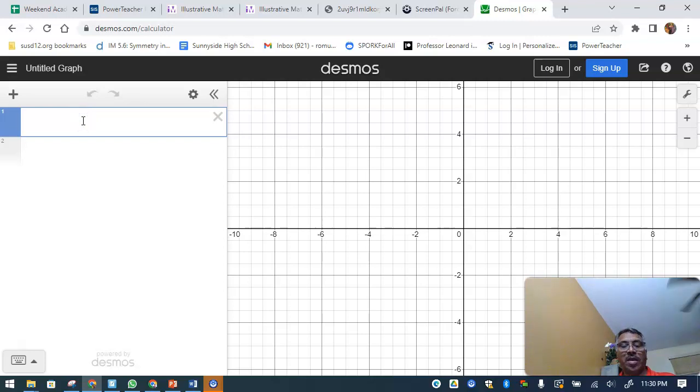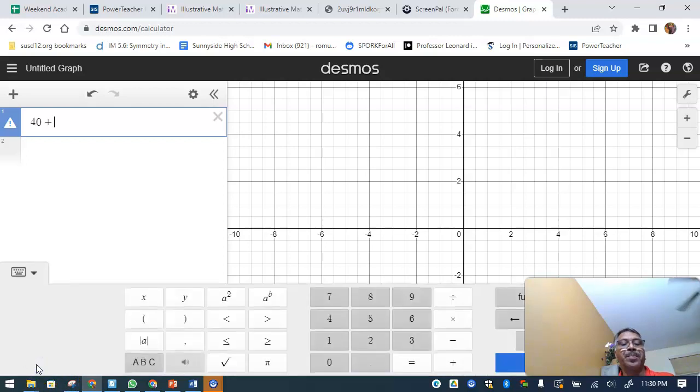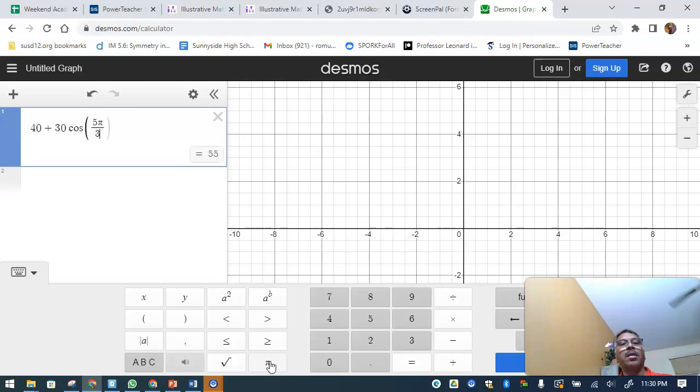You can also check here. In the dashboard, you can just put 40 plus, then you type in 30, and then cosine, COS, open the parenthesis, and put 5 pi divided by 3. There you go. You get the answer. Okay, so not cosine, I'm sorry, it should be sine, SIN. There you go. So you get 14.3.